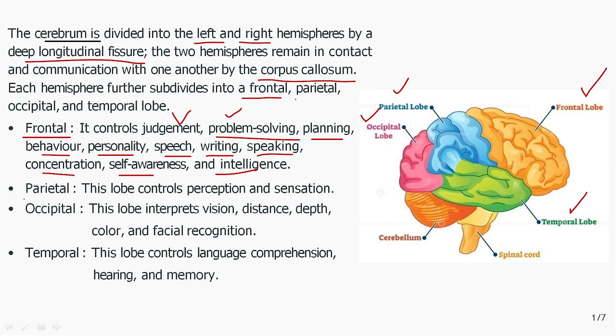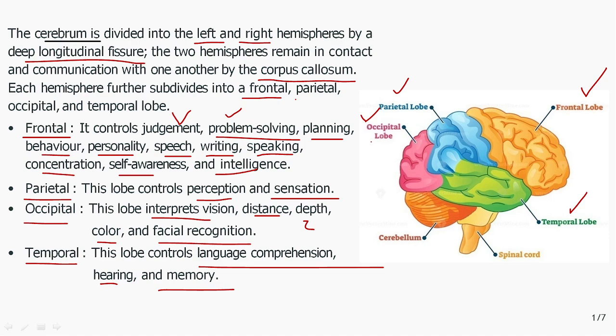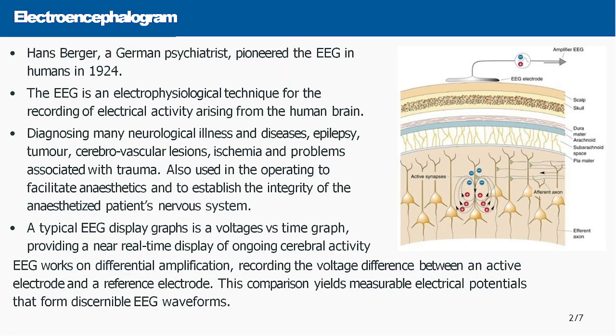Next is the parietal lobe. This lobe controls perception and sensation. The occipital lobe interprets vision, distance, depth, color and facial recognition. And finally the temporal lobe controls language comprehension, hearing and memory. So now we have an idea of which lobe contributes to which skill of a human being. These lobes are made up of white matter and gray matter.